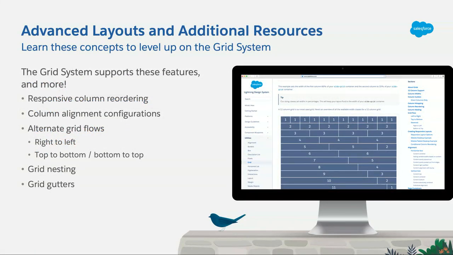So it may seem like we spent a lot of time just talking about grids, but really we've just scratched the surface, because there's so many things that you can do with it. You can add responsive column reordering, which means you can change the actual order of the columns as they respond to different breakpoints. You can do grid nesting. You can do alternative layouts like right to left. You can support column, top down, bottom up, alignment modifiers, pretty much anything you can do with CSS Flexbox. We have a utility to align it to our SLDS grid system.